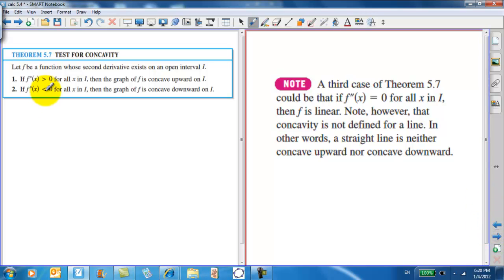Third case is what if it happens to be equal to 0, and that's where we're going to look for inflection points, or if it stays constantly 0, then it's linear. If you're neither concave up nor concave down, you're not curved at all, and it's a straight line. Okay?